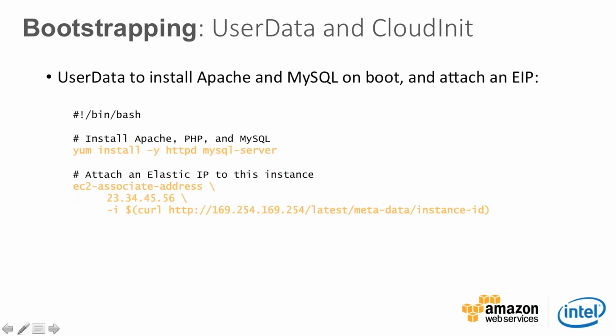Now notice that when you associate an elastic IP, you need to give it an instance ID. When you're launching an instance, you're not going to know the instance ID. But once the instance is launched, the instance ID is available via the metadata information. So here they're calling the metadata service to get the instance ID and associating it with the elastic IP.